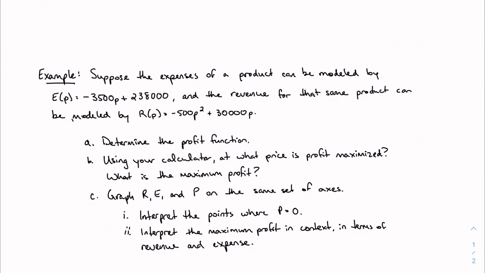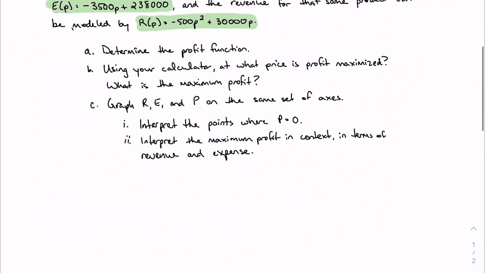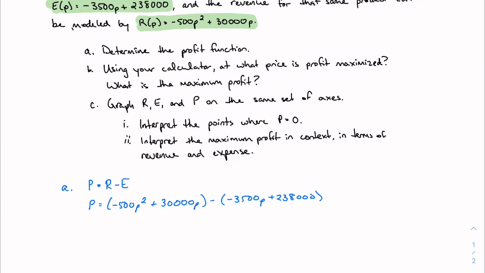So here's my example. Suppose the expenses of a product can be modeled by this function right here. And the revenue for that same product can be modeled by this function right here. And I want to find the profit function, graph it, and do some things with it. Well, if I want to find the profit function, all I'm going to do is go back to this P equals R minus E business. And I'm going to substitute in my R. And then I'm going to substitute in my E. And then I'm going to simplify.